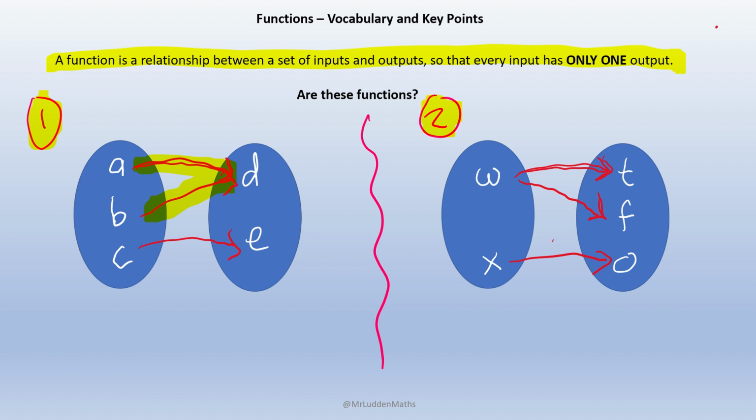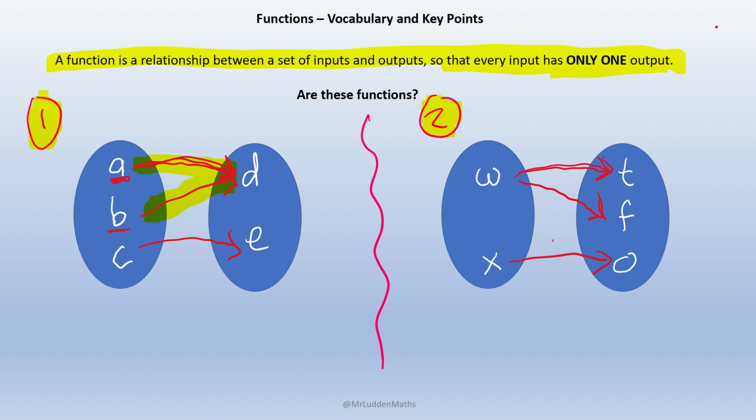But if you look a small bit more closely at our definition up above, every input has only one output. Let's look individually at our inputs. The letter A here only has one output, D. The letter B only has one output, the letter D.